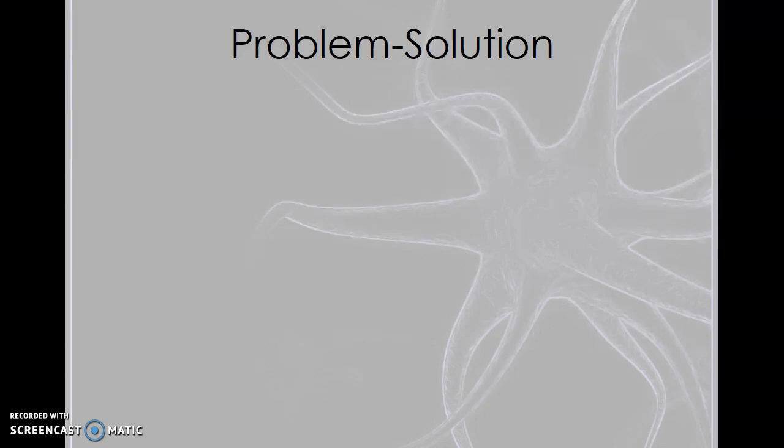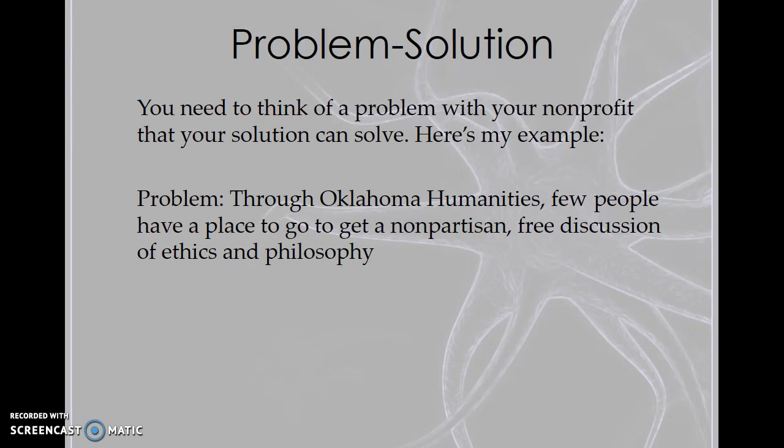Okay, so when you're thinking through your project as a whole, you want to think about it in terms of problem solution, right? You are finding some problem at the nonprofit you're studying, and you're going to propose a solution to that. So here's my example, and you might remember Oklahoma Humanities. So my problem is through Oklahoma Humanities, few people have a place to go to get a nonpartisan, free discussion of ethics and philosophy.